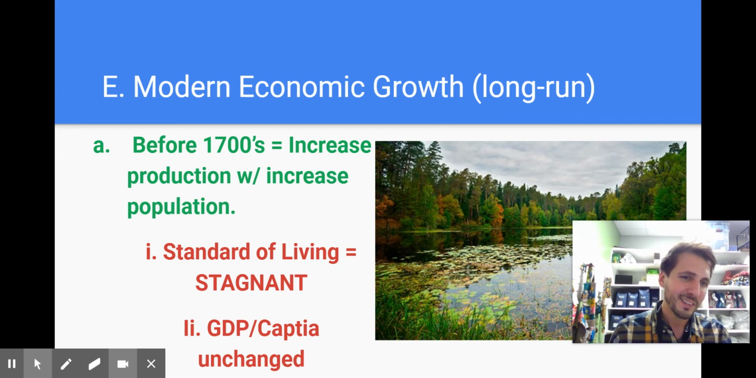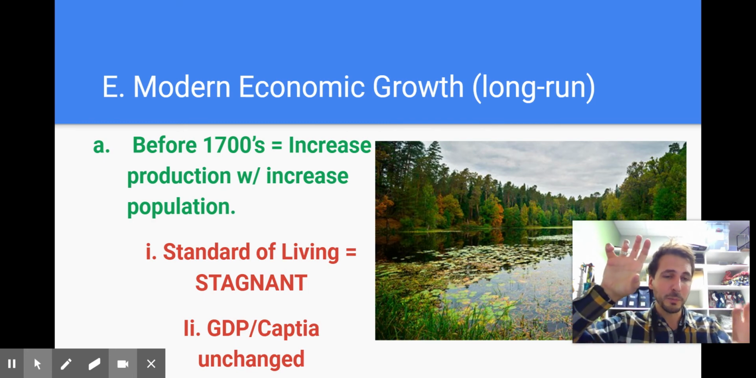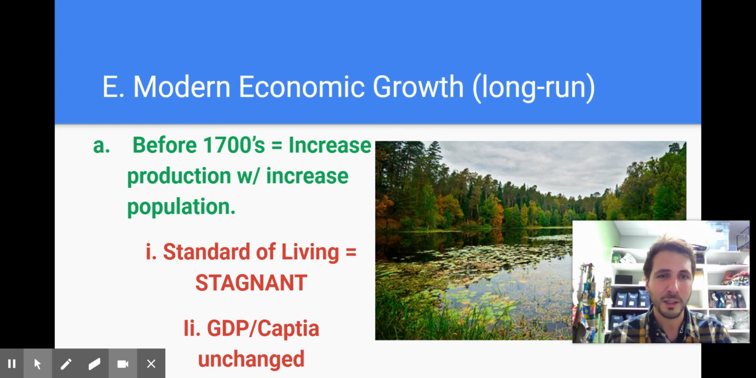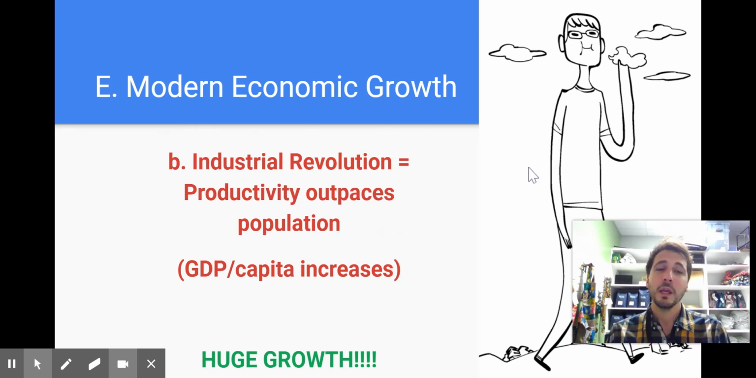However, the standard of living was very stagnant because that growing profit was being divided by a growing population. And so it's a very stagnant kind of standard of living. In other words, our GDP per capita is unchanged because both GDP and population are changing at the same rate.